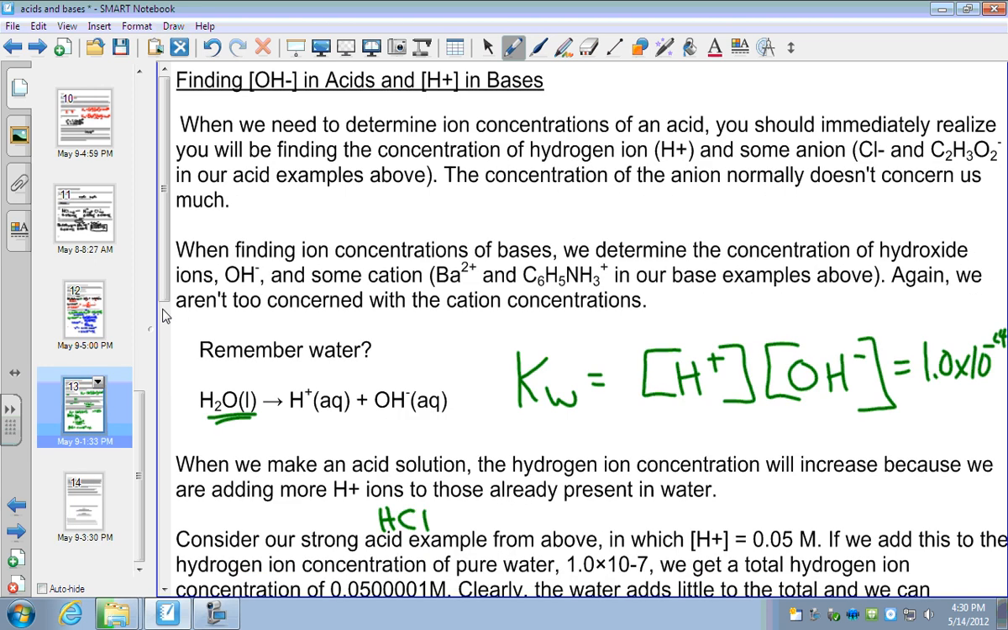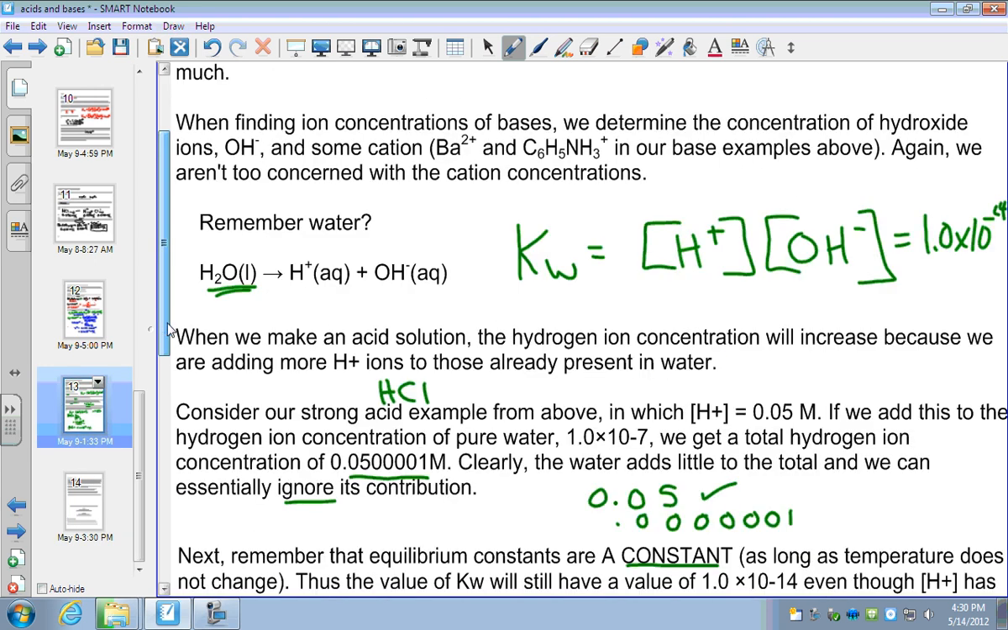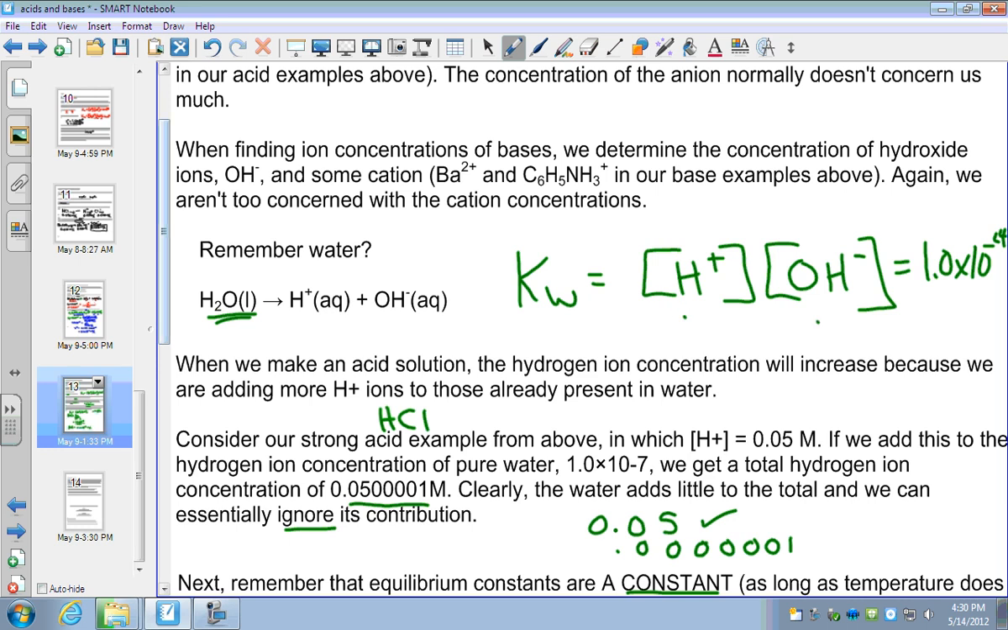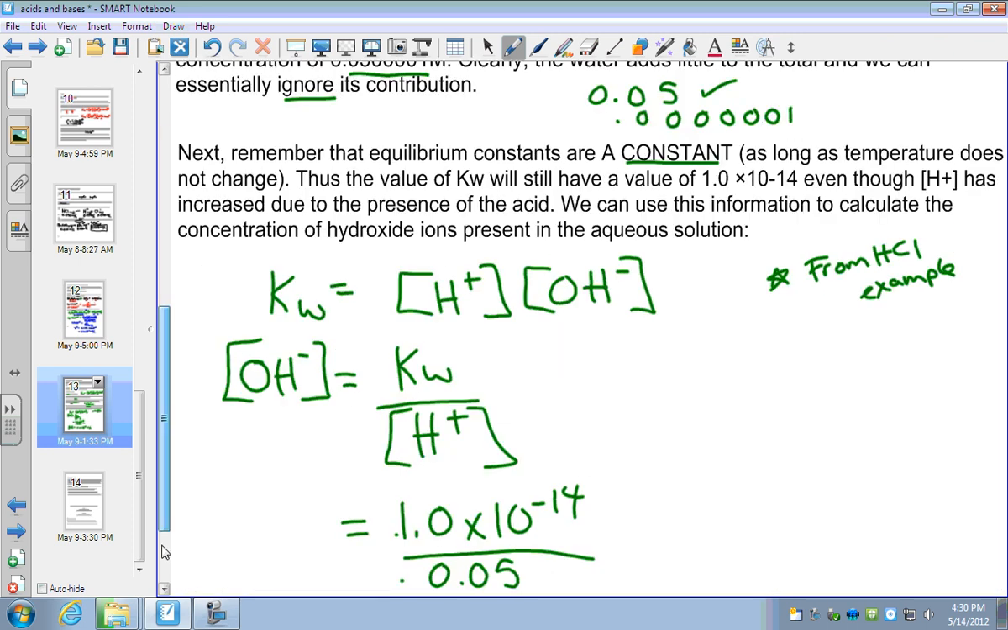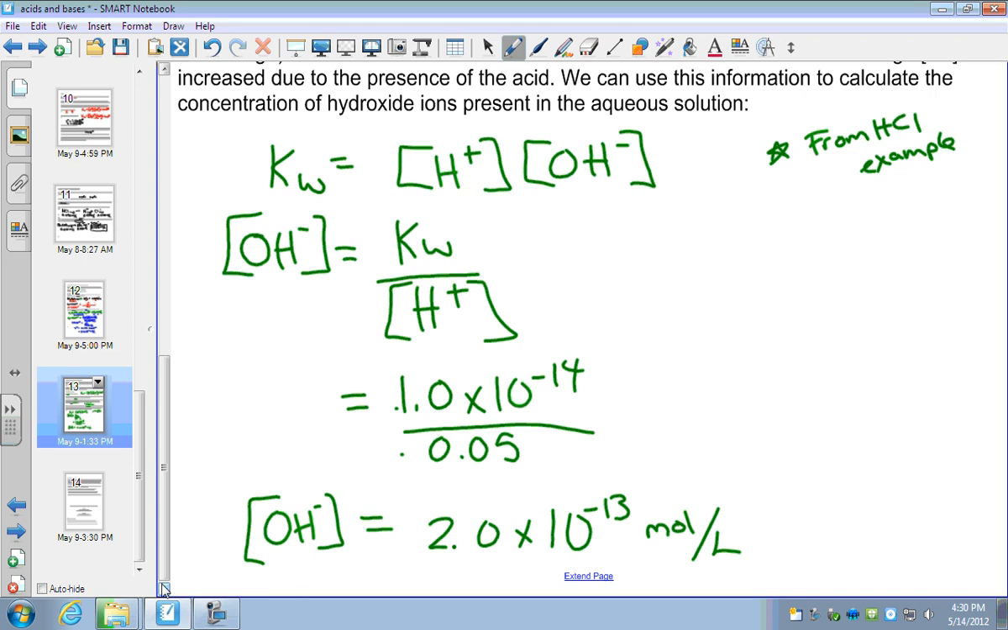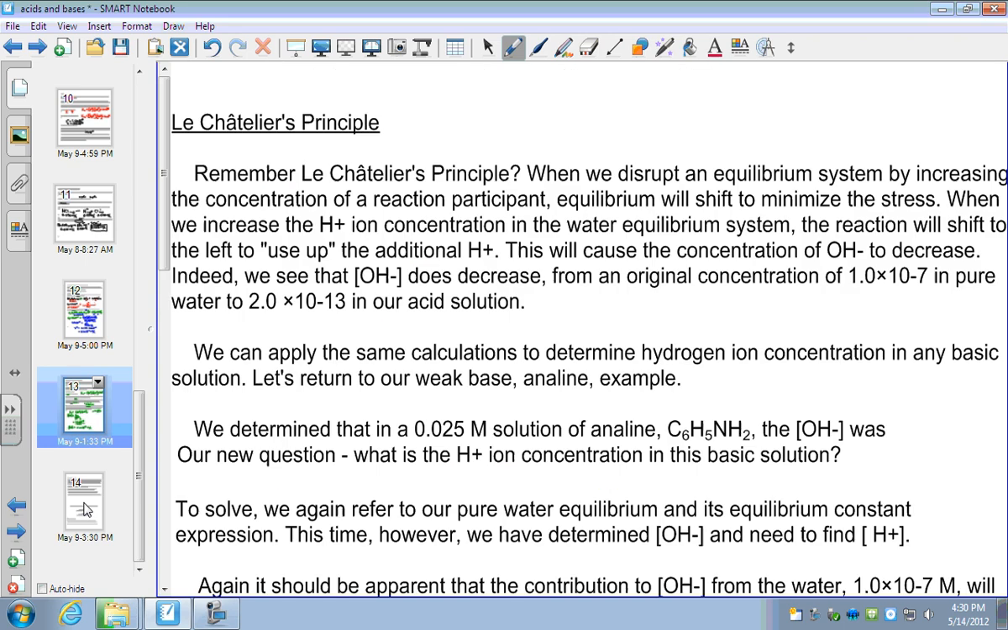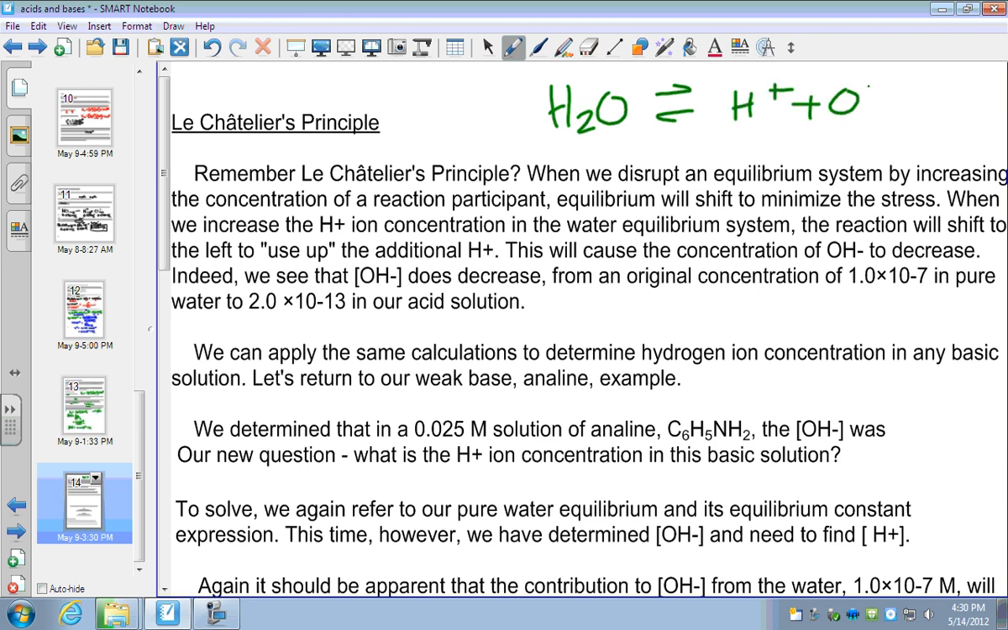So that's what we saw here. Normally, each of these concentrations were the same, 1.0 times 10 to the minus 7. But when we added HCl, the OH concentration was 2.0 times 10 to the minus 13. Le Chatelier's principle shows that because we had H2O go to H plus OH, if we add a bunch of this, it's going to shift this way and use up the OH. We're going to have less of it.